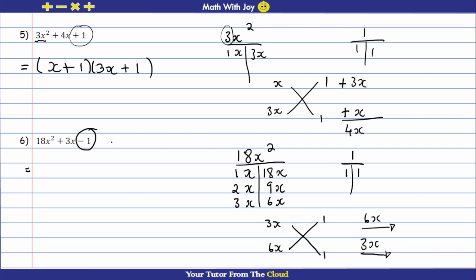Now you're going to evaluate the signs. You're going to say, well, since the last term is negative, the plus goes to the bigger one, which is here, and that goes to the minus to give you positive 3x. Now we have our brackets. So you're going to say 3x plus 1, and you're going to have 6x minus 1.